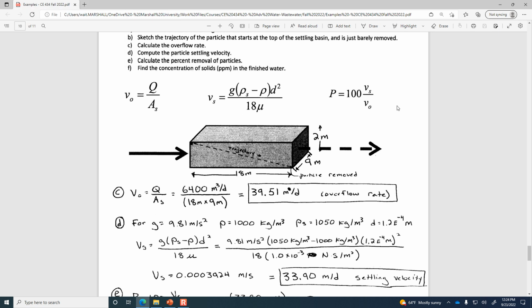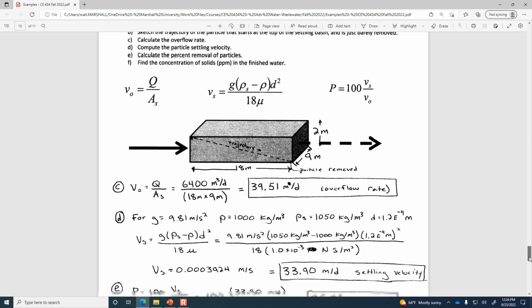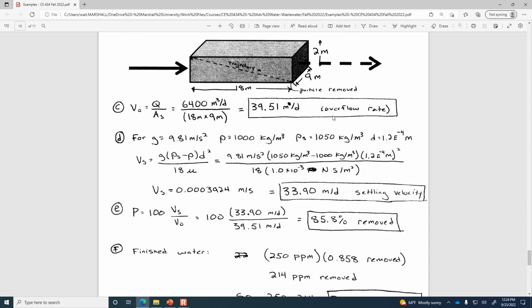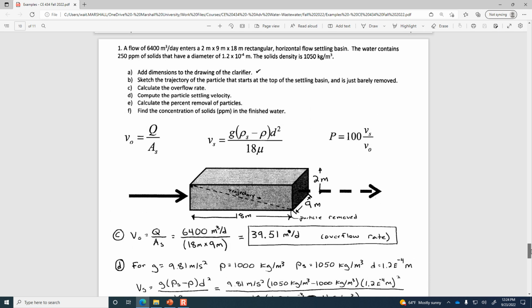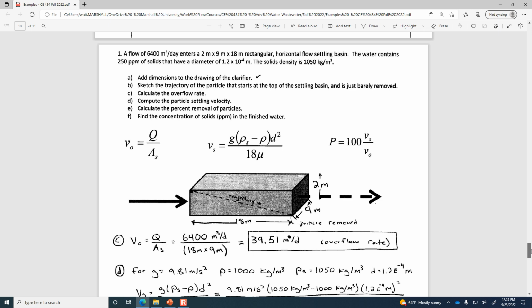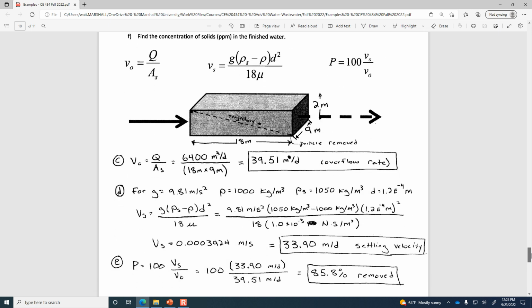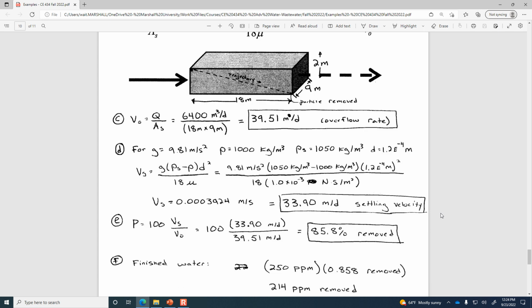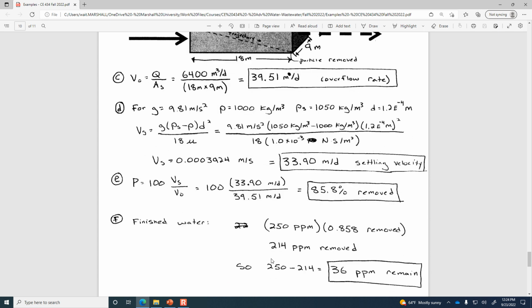Okay, so let's take a look at the percent removal here. The ratio of settling velocity and overflow rate tells us that we're going to be removing only 85.8% of the particles that have a diameter of 1.2 times 10 to the minus fourth meters. So if that's how much we're removing, then what we're removing is 214 parts per million of the original 250. That means that 36 parts per million of this given particle diameter is going to remain.